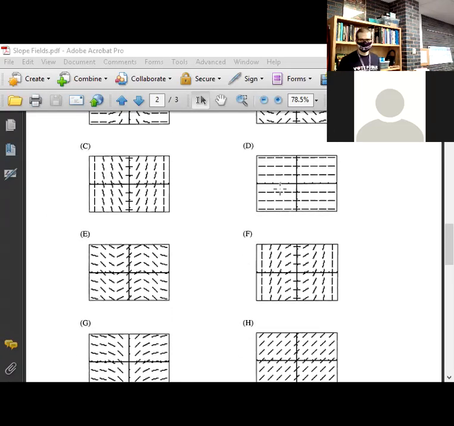D. Because y equals 1 is a constant function, which means it's just a horizontal line. So look at that. Number 7 on the back side is D.